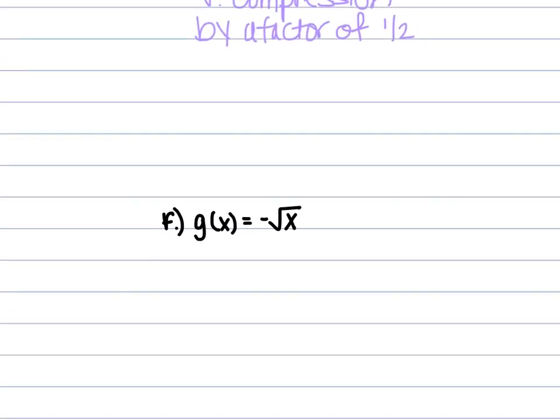For f, we have a negative times the square root of x. The negative out front just means that it's reflecting. It's out front, so you're going up and down. When you go up and down, you reflect across the x-axis. So this is a reflection across the x-axis.